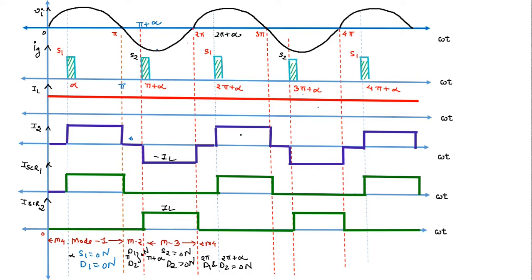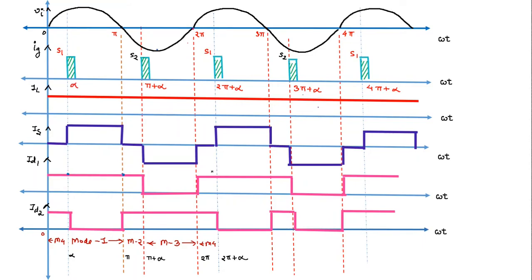So the source current will again be equal to 0 because the source is disconnected from the load here. And what will be the SCR1 current? It will be equal to 0 here, and the SCR2 current will also be equal to 0. The diode D1 and D2 are conducting, therefore in this mode the diode D1 and D2 current will be equal to the load current.